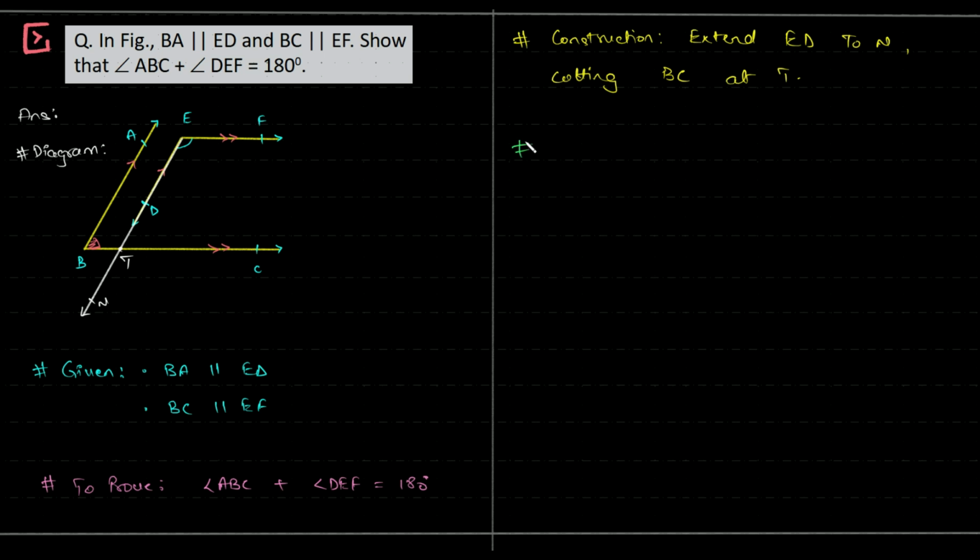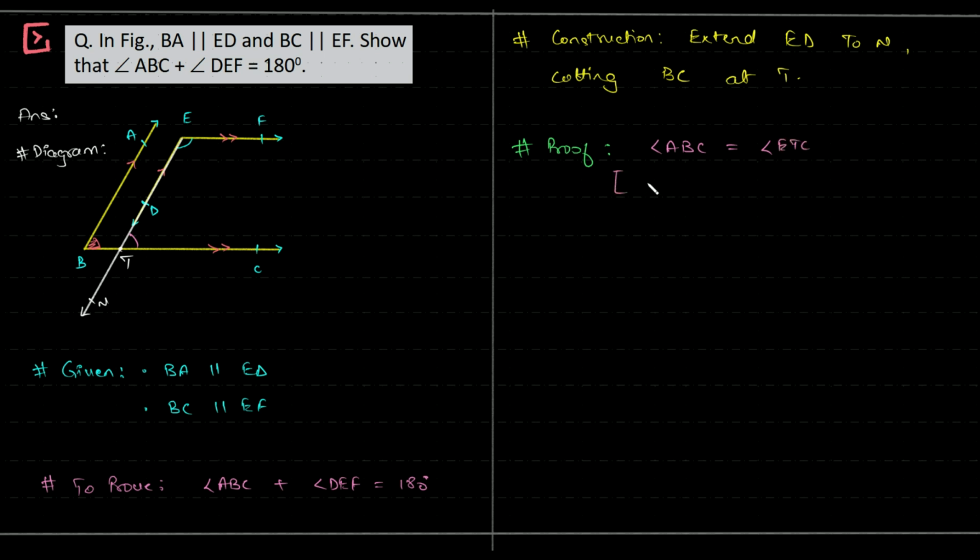So how will we continue this proof? How can we do this? The very first thing I'll give you guys is this. This is almost the answer clue. ABC is equal to ETC.